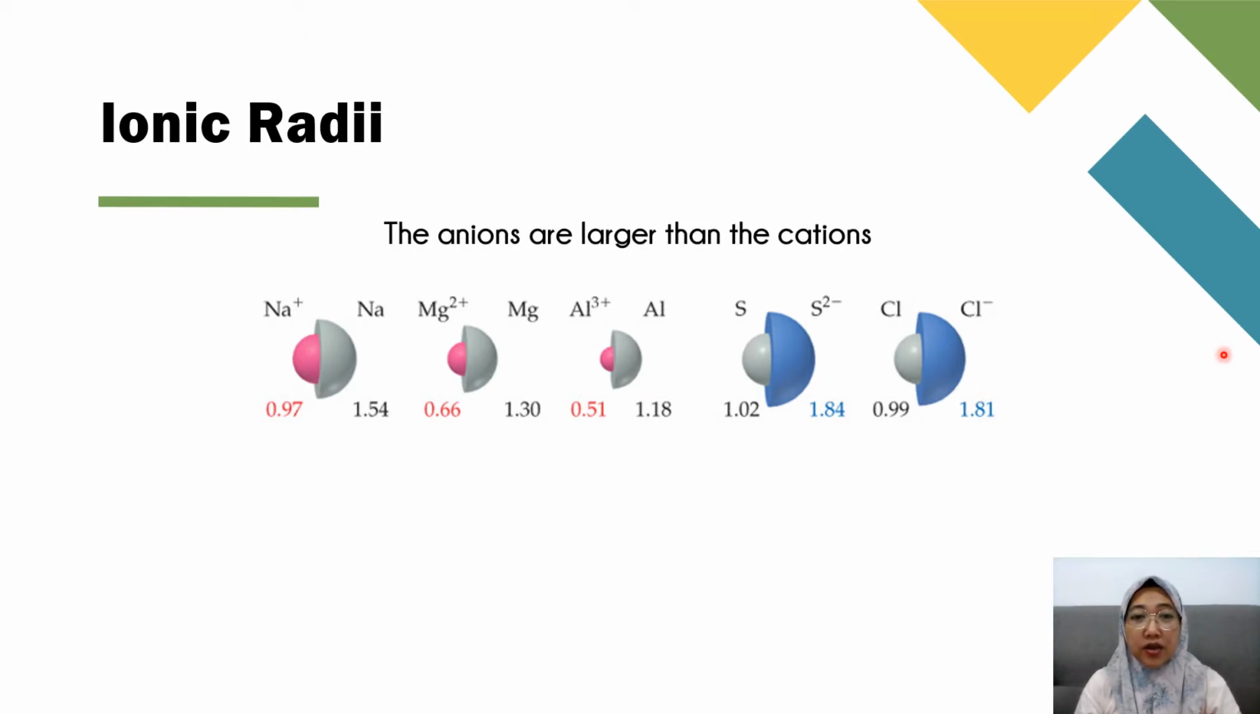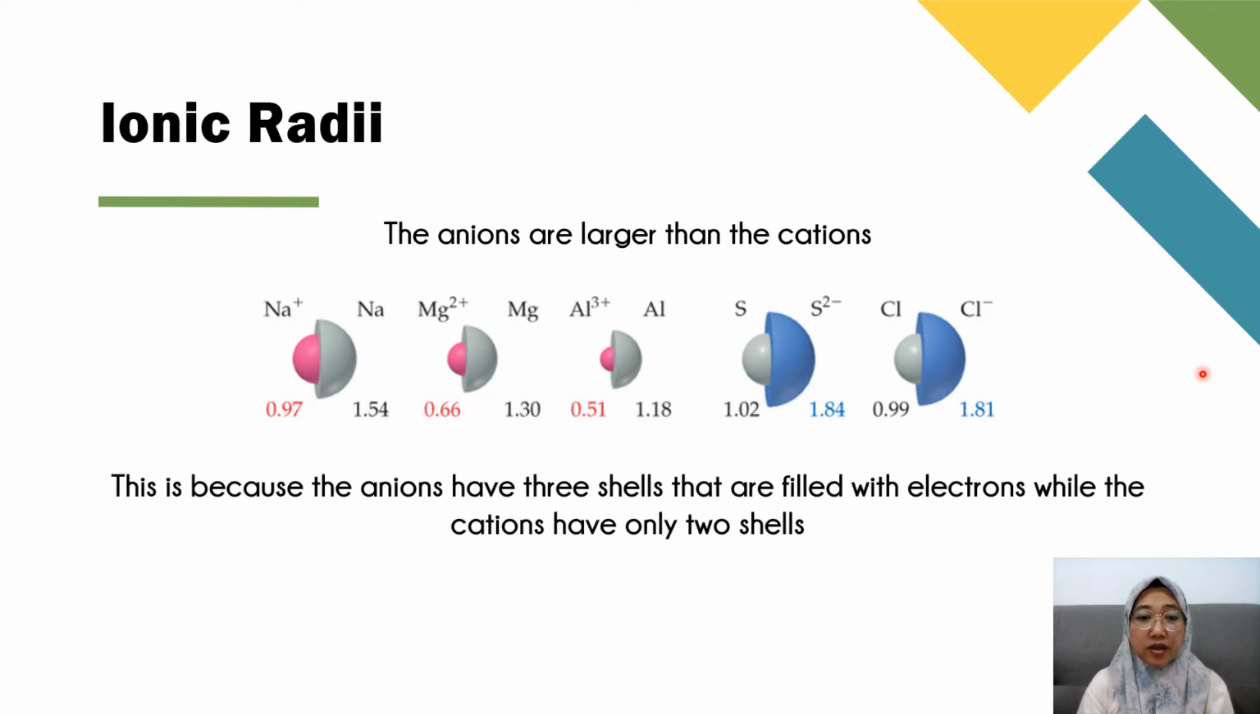So the anions are larger than the cations. Okay, kalau kita tengok size untuk anion, the negatively charged ion is larger than cations. Okay, this is because the anions have 3 shells that are filled with electrons, while the cations have only 2 shells. Okay, macam sodium. Sodium atom, there are 3 shells filled with electrons. Okay, when it releases 1 electron, so tinggal 2 shell sahaja.